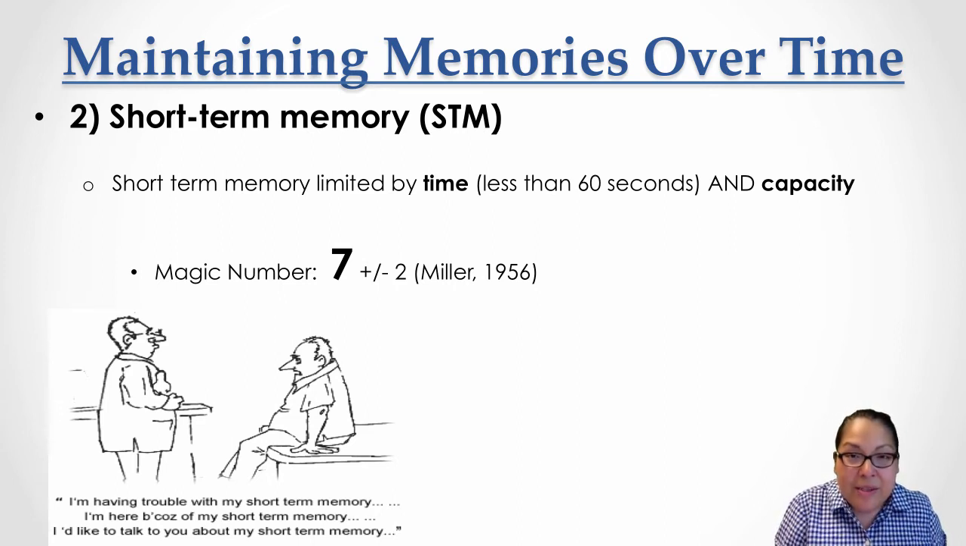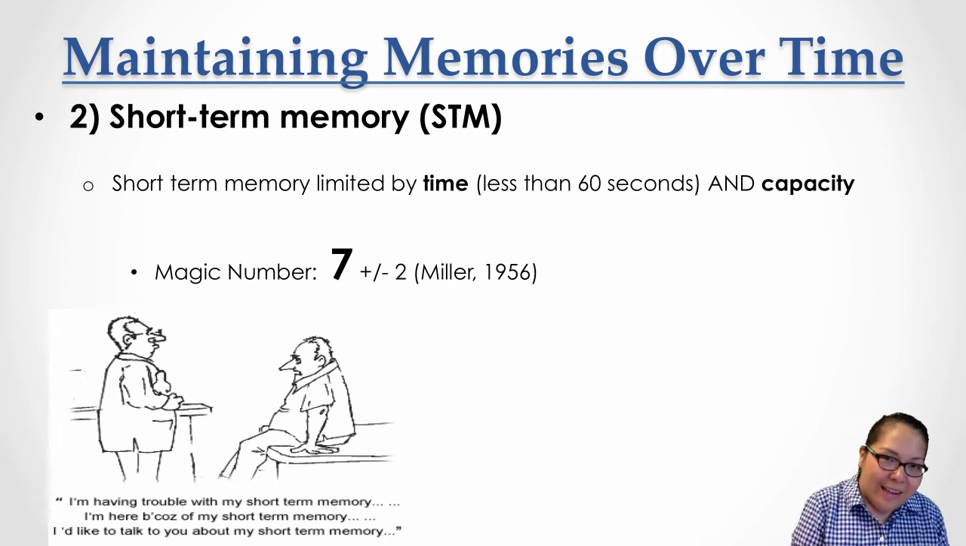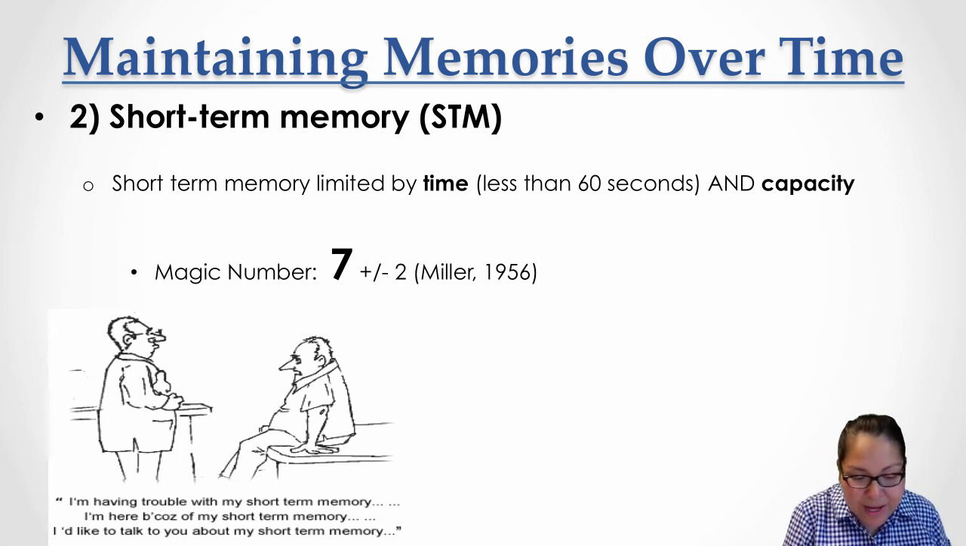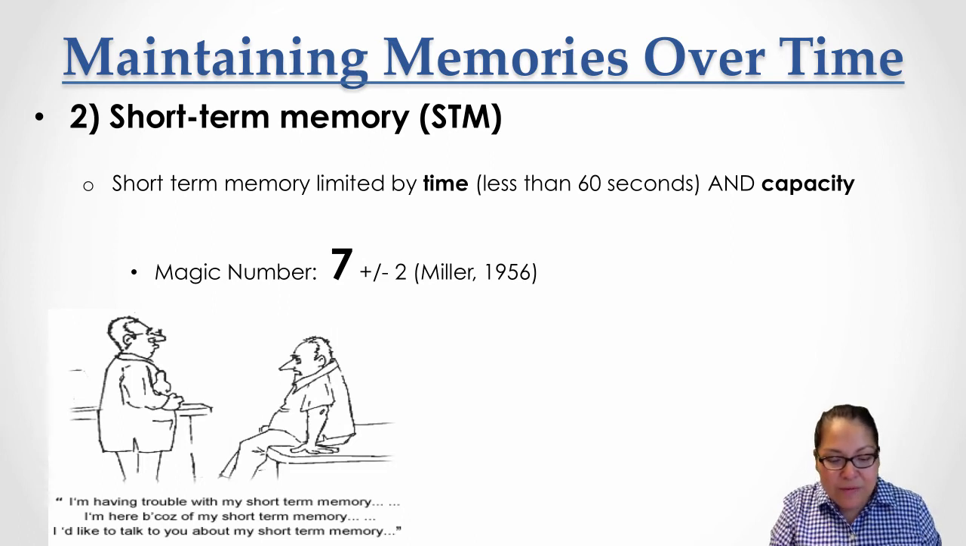And this is because it's limited by capacity, so how much it can hold, again, that 7, give or take 2, and it's limited by how long we can actually keep that information in our memory. And so if you remember from a couple of slides ago, I talked about how short-term memory only holds information up to a minute.